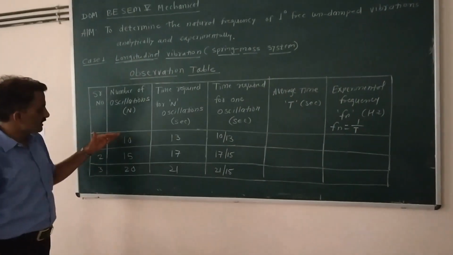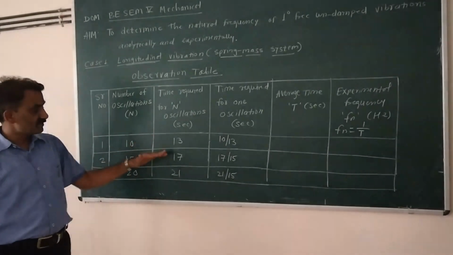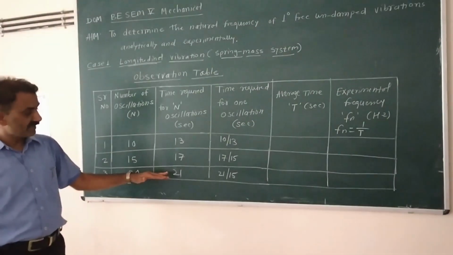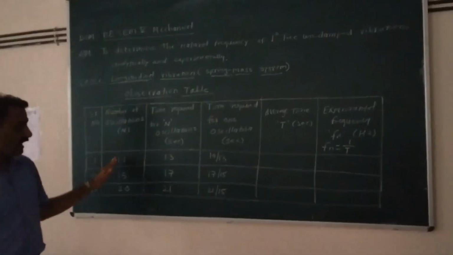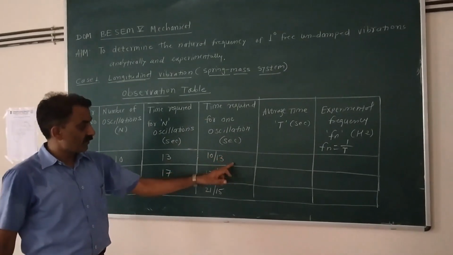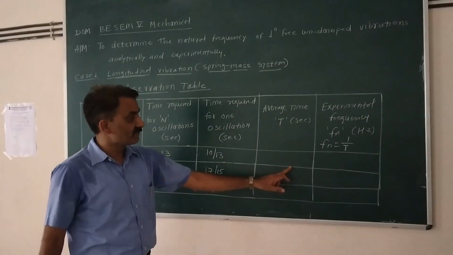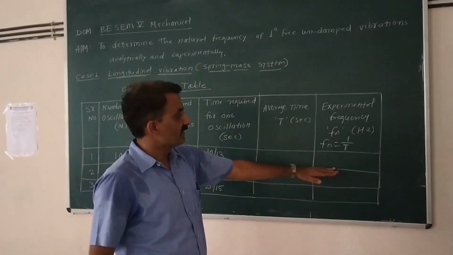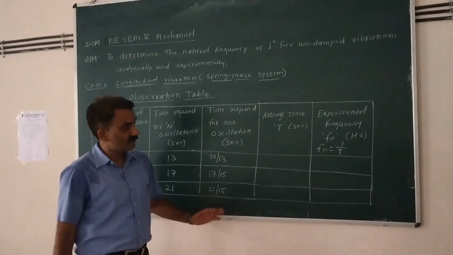We will oscillate the spring for 10, 15 and 20 oscillations and measure the times, 13, 17 and 21 seconds. These are the time required for these particular oscillations, and we will calculate the time required for one oscillation. Taking the average of these three will give you t, that is the average time, and the reciprocal of that t is nothing but the experimental natural frequency. So we will perform the experiment.